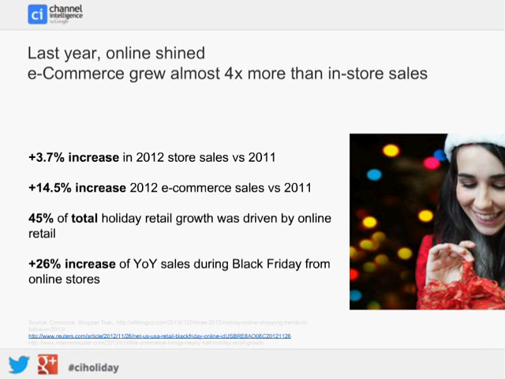And we also know that 45% of total holiday retail growth was driven by online retail. Finally, a 26% increase in year-over-year sales was reported during Black Friday from online stores. By the way, this is all ComScore data, not Google data, that shows how important e-commerce has become and how consumers are moving online, particularly during the holiday season.